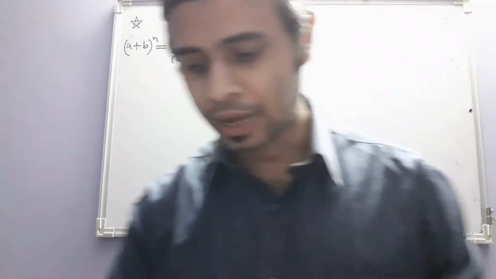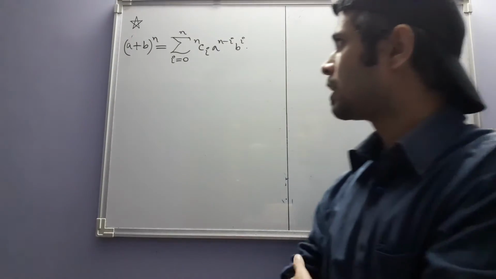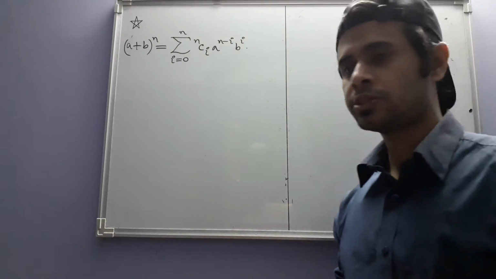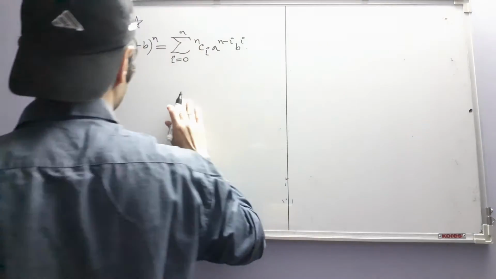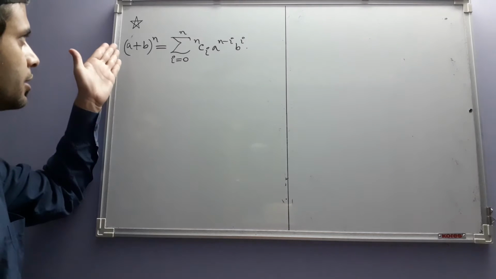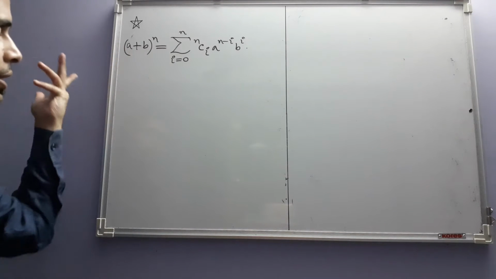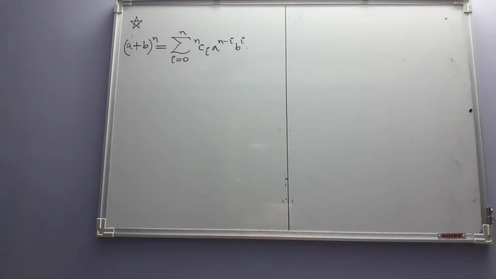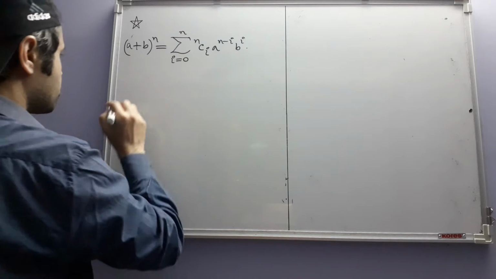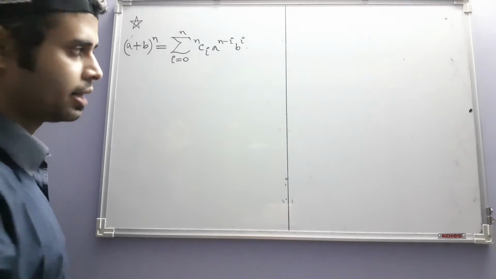Okay, now having seen the binomial theorem and its proof, we are now ready to see some of its consequences. So this is the expansion. Now in this expansion, a and b can be any real numbers and n is a positive integer. So what happens if we take special values of a and b?